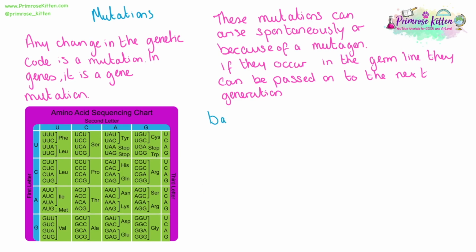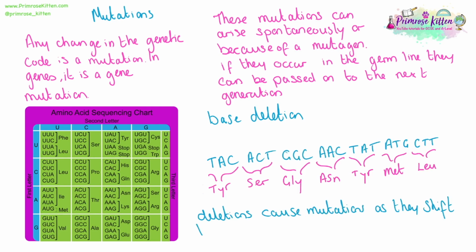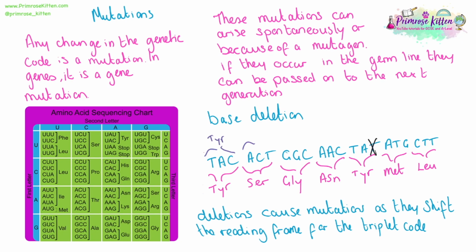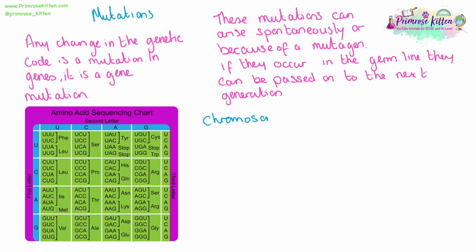Another type is a base deletion. Here we have our DNA and the proteins that it codes for. Deletions will always cause mutations in the polypeptide chain as they change the reading frame. Here a T is being deleted. This inserts a stop codon and stops the protein early, meaning that it might not function, or it might not be produced at all.